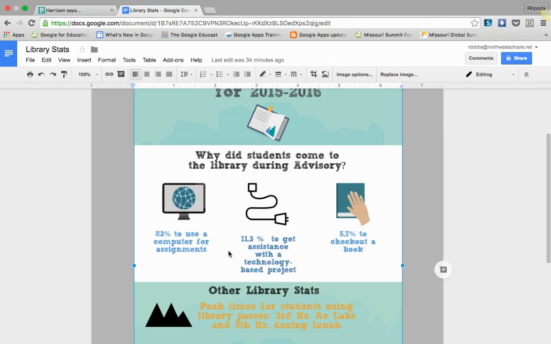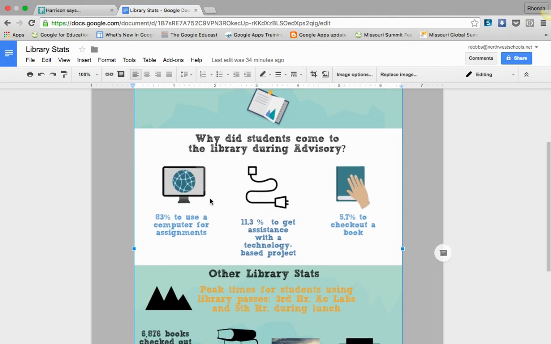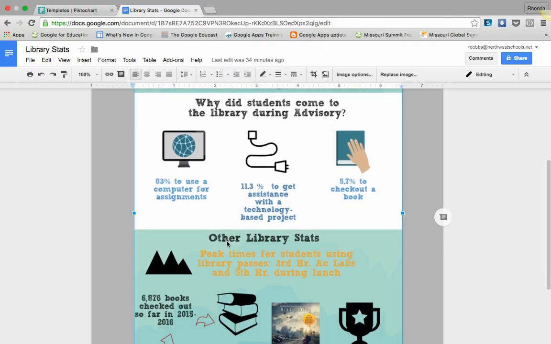So how I gathered this data is that throughout the school year, since August, we've been using a Google form for when students come into the library during advisory. They fill out that form, and then that information has been collected, and that's how I was able to determine that 83% of them, for example, are coming in to use a computer for assignments.